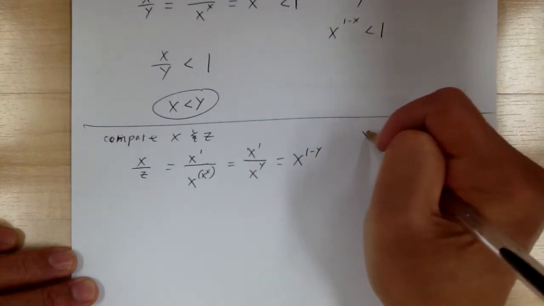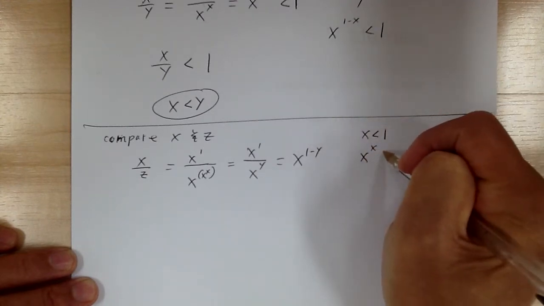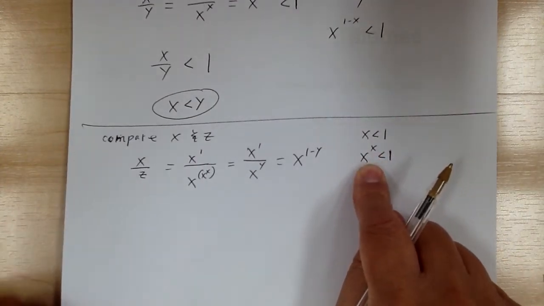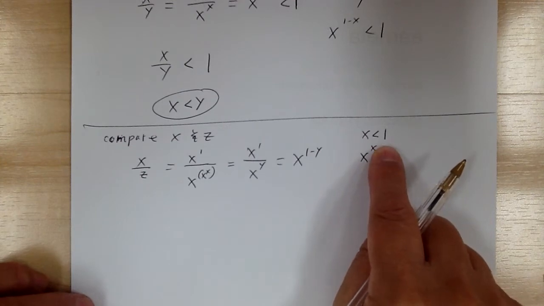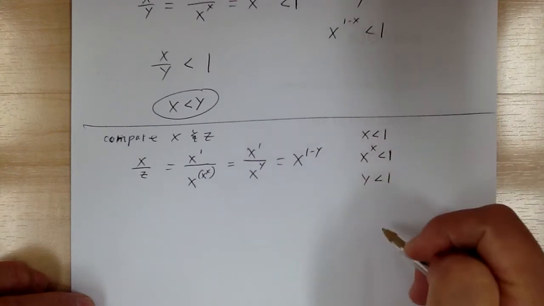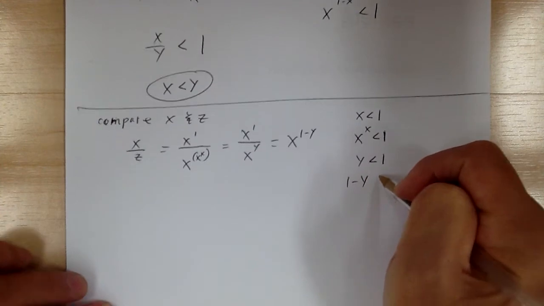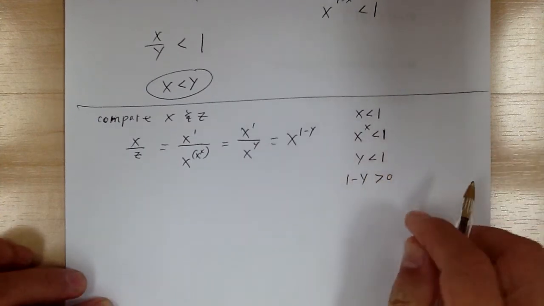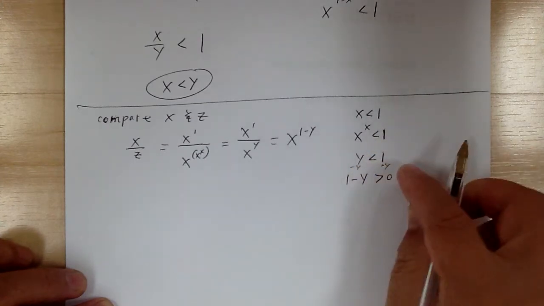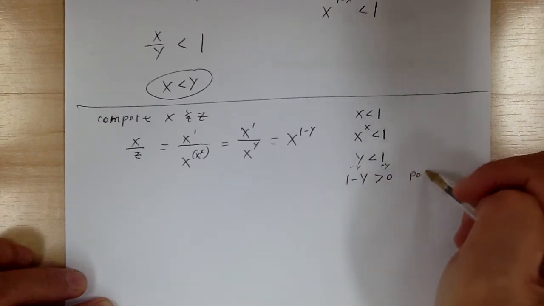So x is less than 1, and so x to the x is going to be less than 1. Again, when the base is less than 1 and the exponent is positive, you're going to get less than 1, and therefore y is less than 1. And now since y is less than 1, 1 minus y is going to be greater than 0. You just subtract y on both sides, so you get 1 minus y is greater than 0, and therefore this is positive.